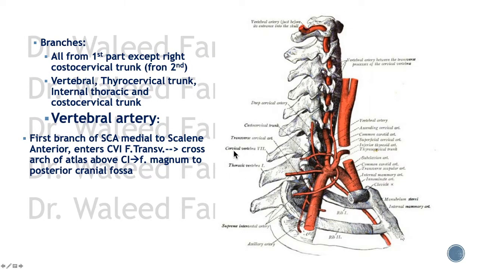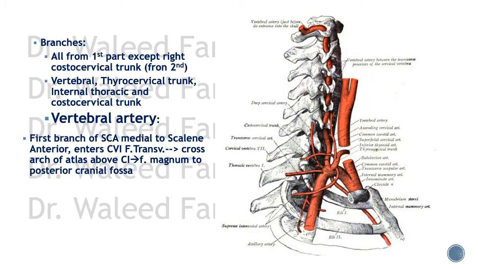Branches of the subclavian arteries all come from the first part of the artery, except for the right costocervical trunk that arises from the second part. I think it's because the trachea is slightly shifted to the right, so it gives no room for the costocervical trunk to arise from the first part. This is my explanation of the thing. Branches are vertebral, thyrocervical trunk, internal thoracic or mammary artery, and costocervical trunk.